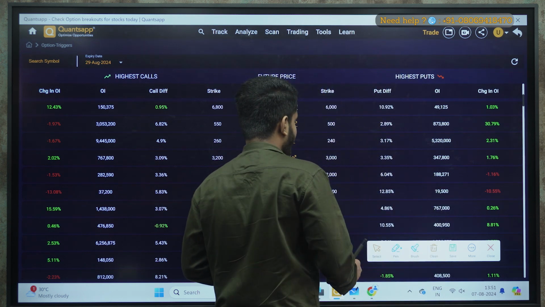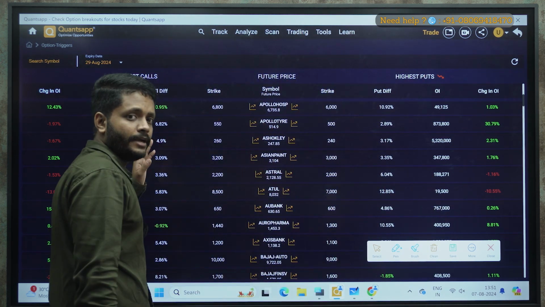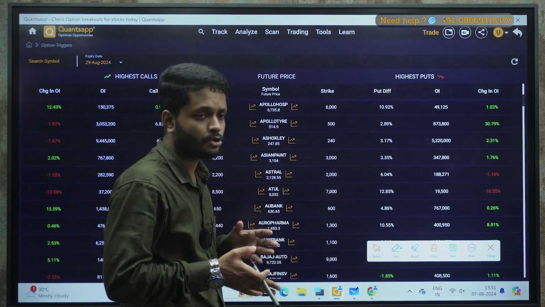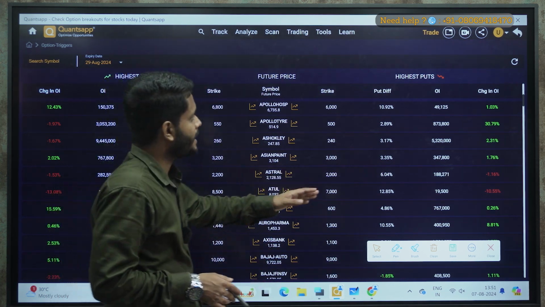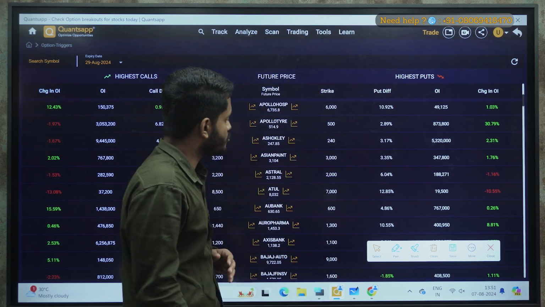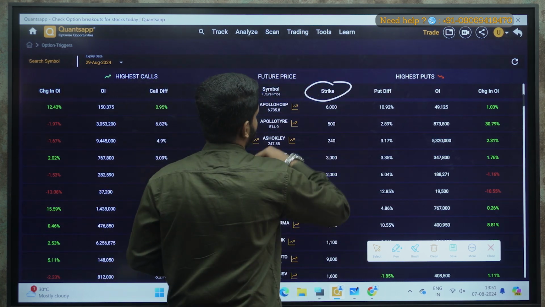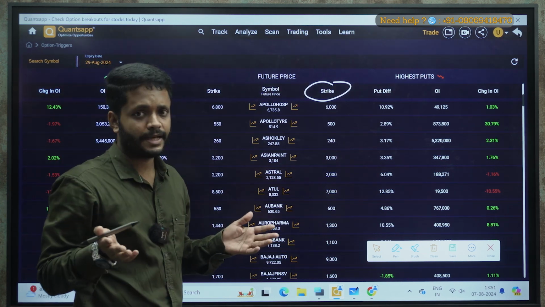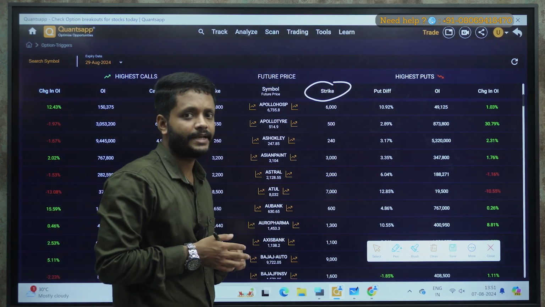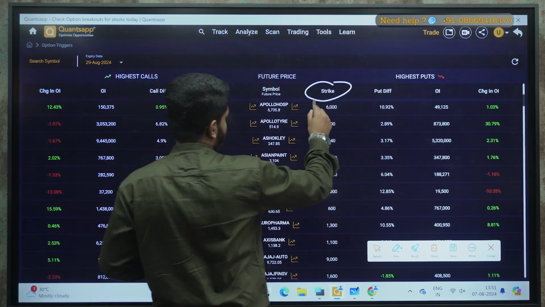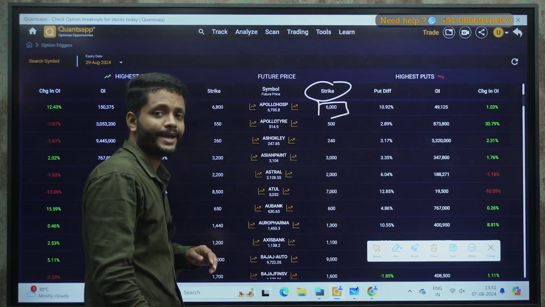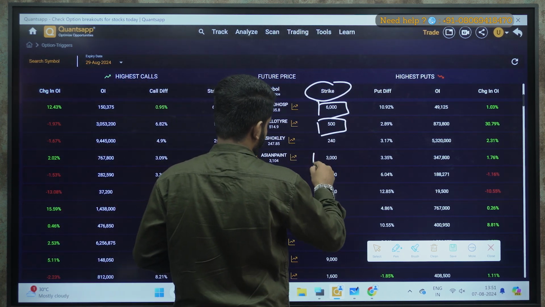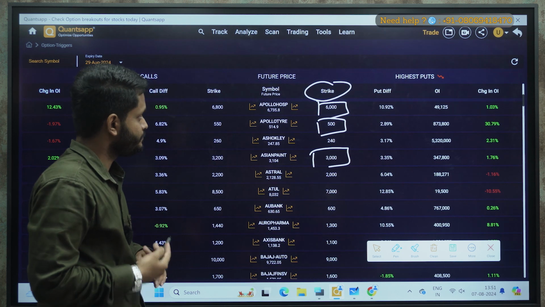Now let's move on to the right hand side. Okay, so on the left hand side, it was highest calls. We checked at what level the stock might face resistance based on open interest. Now let's move on to the right hand side, that is highest puts, correct? So you might have easily guessed by now, what does this strike indicate on the right hand side? If the left hand side indicates resistance, definitely the right hand side will be indicating support levels. So for Apollo Hospital, I can see the immediate support based on OI is at 6000 levels. For Apollo Tire, it is 500. For Asian Paint, the support is at 3000, correct?